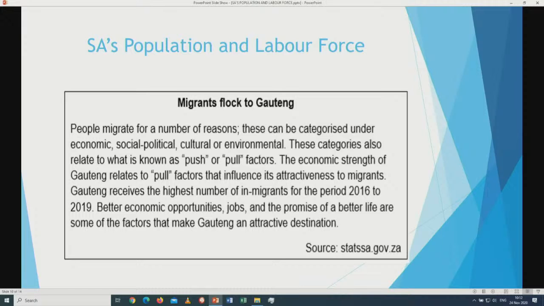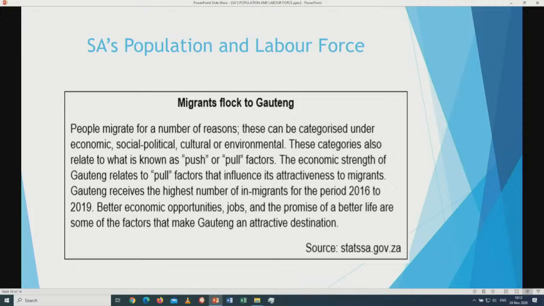Now let's read the extract together. It says people migrate for a number of reasons. These can be categorized under economic, social, political, cultural, or environmental. These categories also relate to what is known as push or pull factors. Remember, we've talked about those factors earlier. The economic strength of Gauteng relates to the pull factors, because people are moving to Gauteng, so we say that it pulls people to it. These factors influence its attractiveness to migrants.